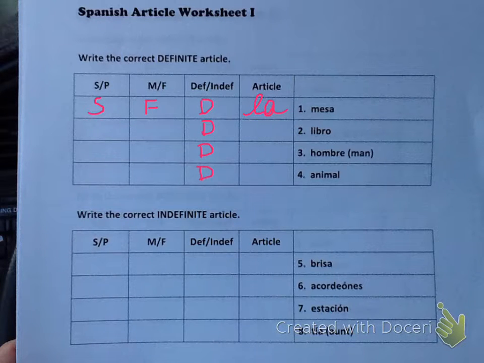Write the correct indefinite article. So we know that this third column, every one of these is going to say I, indefinite. Okay, let's look at number 6, acordeones. All right, first of all, singular or plural? It ends in ES, making this plural. Acordeones is plural. And then masculine or feminine?